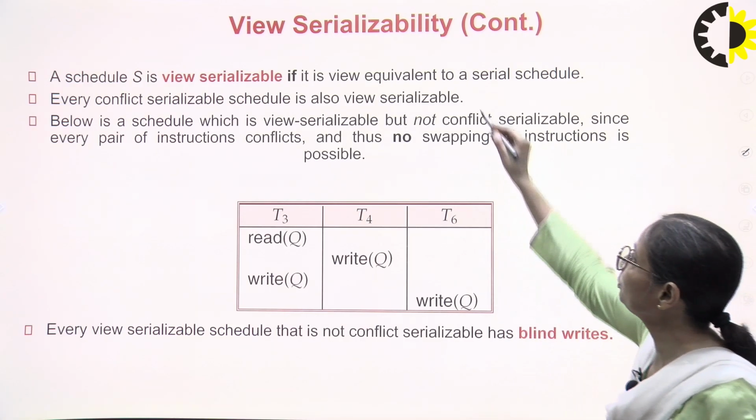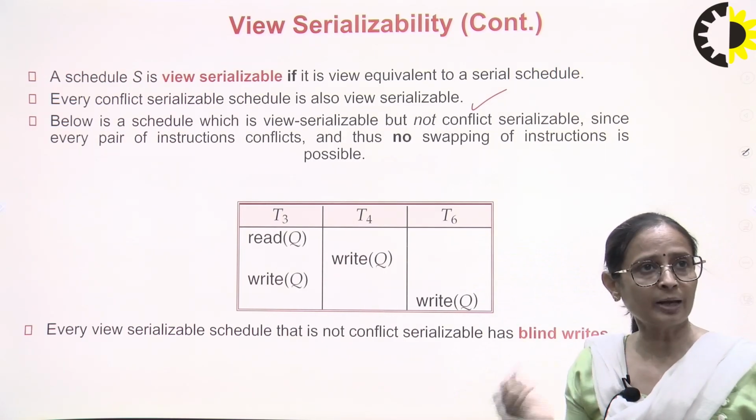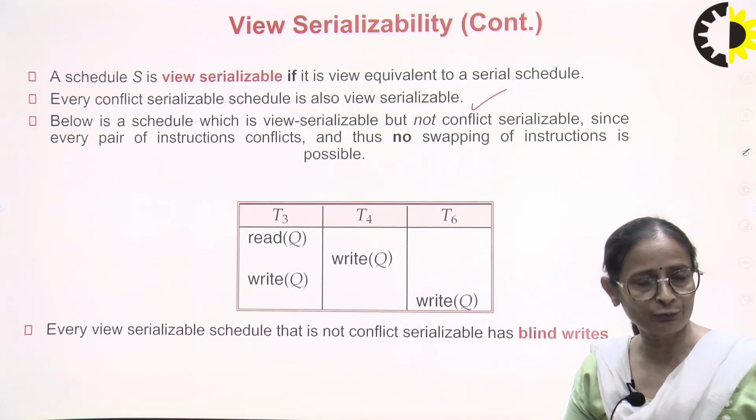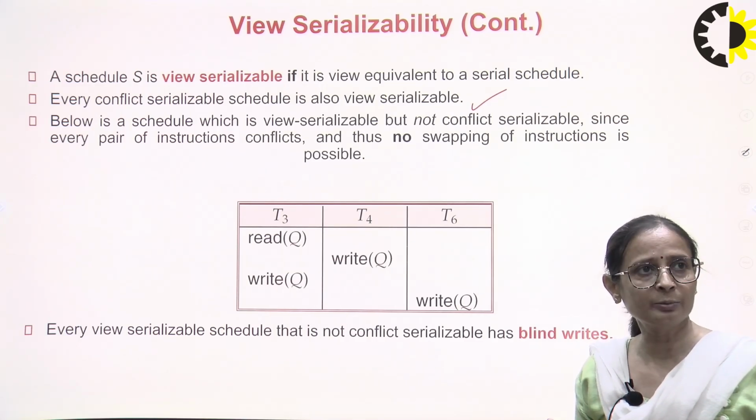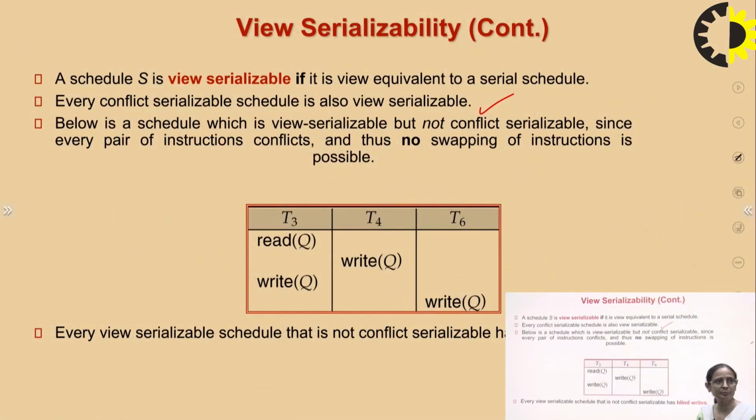And this is a very important property. Sometimes in exams, the question comes to check for both conflict and view. First, check for conflict serializability. If it is a conflict serializable schedule, then there is no need to check for view serializability. But if it is not a conflict serializable schedule, then you need to go for checking view serializability.